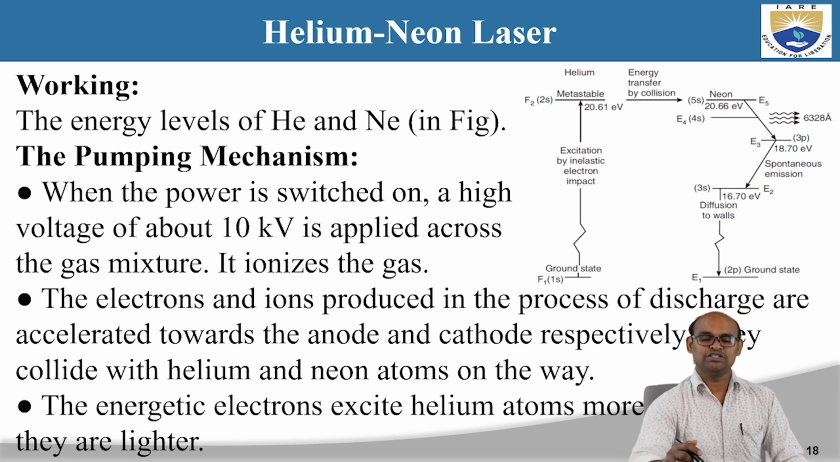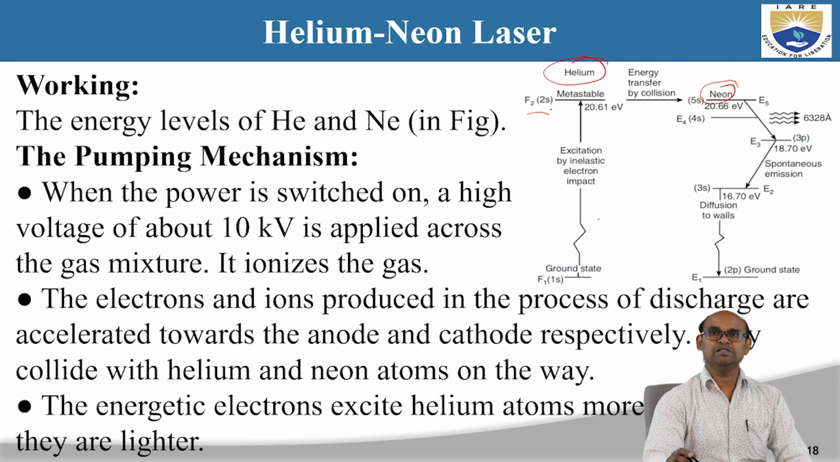So this is the energy level structure of the helium atom, and this is the energy level structure of the neon atom. The helium atom has two energy levels, the ground state F1 and the excited state F2, and this excited state is a metastable state.